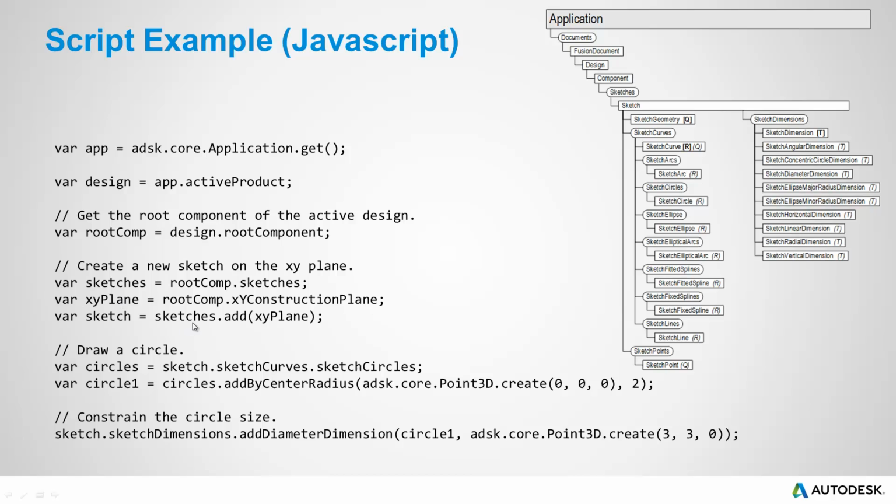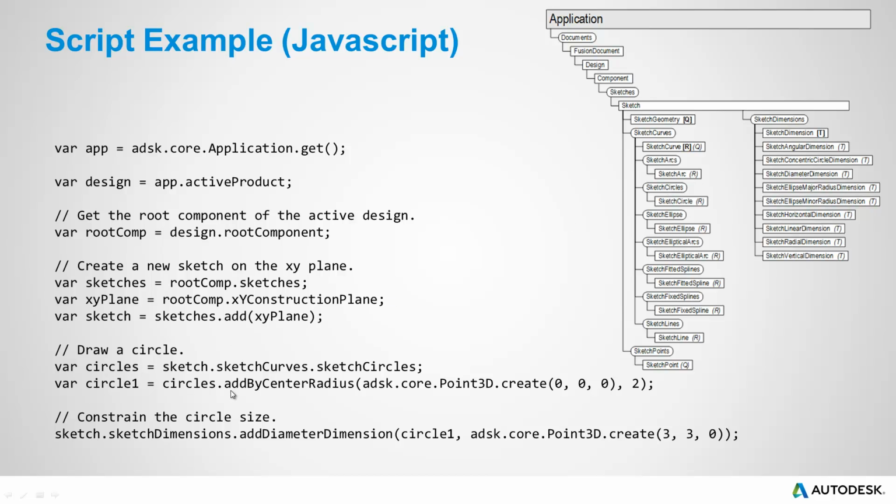Then on the sketches collection, it calls an add method and passes in that XY plane, and that creates a new sketch. So now we have one of these objects that we've just created using this sketches collection. Then on the sketch, it calls a sketch curves property, which returns a sketch curves object. The sketch curves object has a property called sketch circles, which returns a sketch circles object. So we're just stepping down this ownership tree, and now we have a sketch circles object in this circles variable.